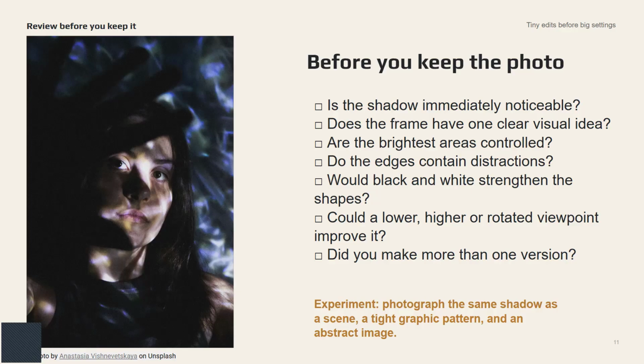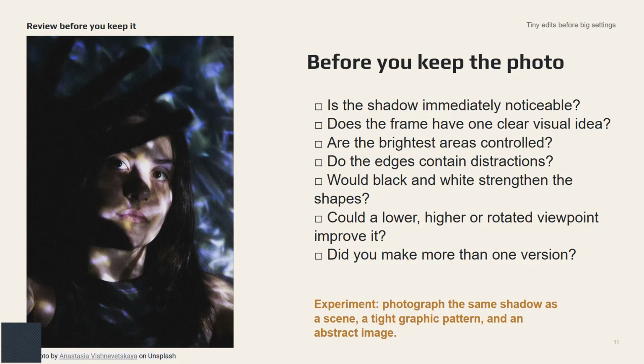Check the brightest areas. A small bright spot can attract more attention than the shadow, even when it is near the edge of the frame. Now examine all 4 edges. Look for partial objects, bright corners, stray branches, signs, or anything else that slipped into the photograph unnoticed. Consider whether black and white should strengthen the image. It can help when color distracts from the shape, pattern, or contrast.